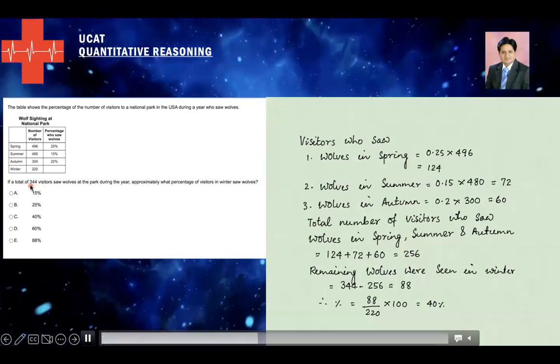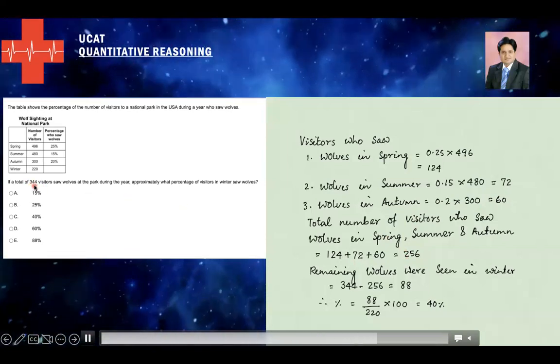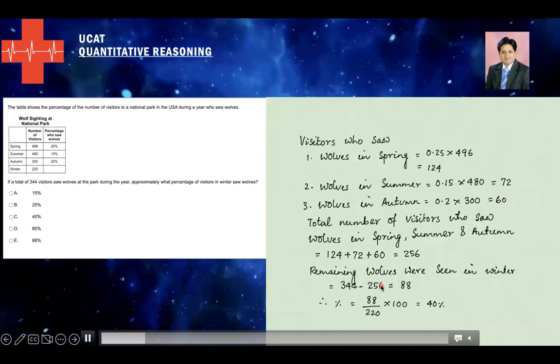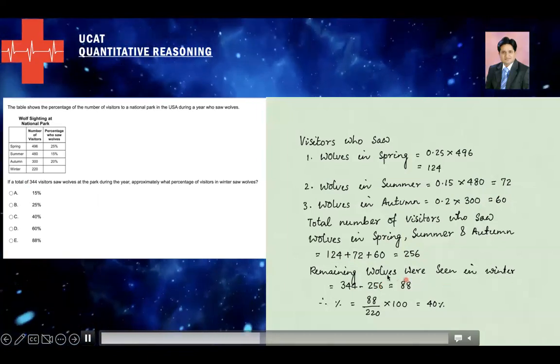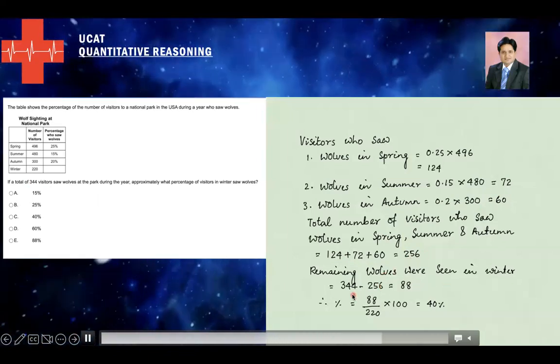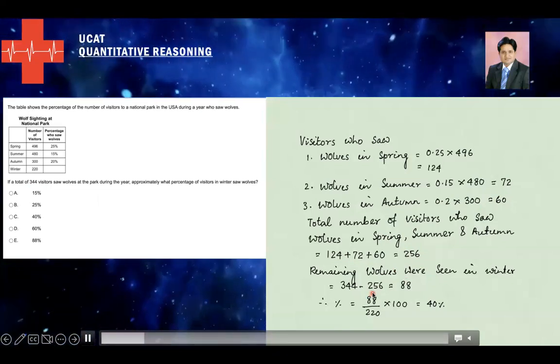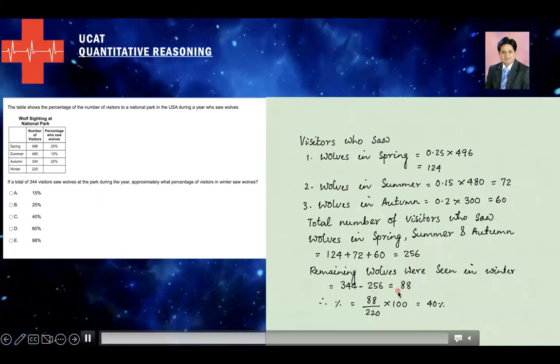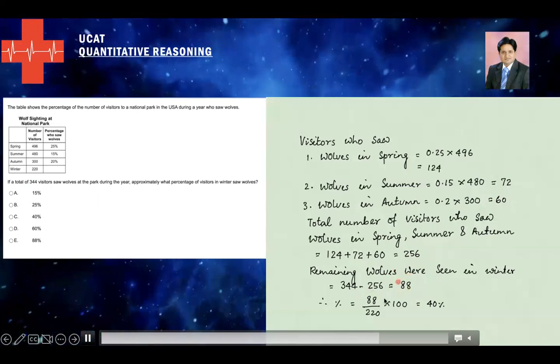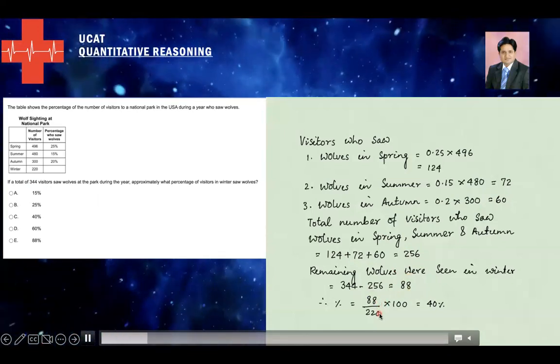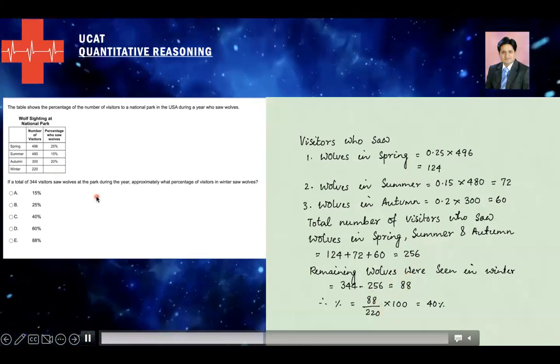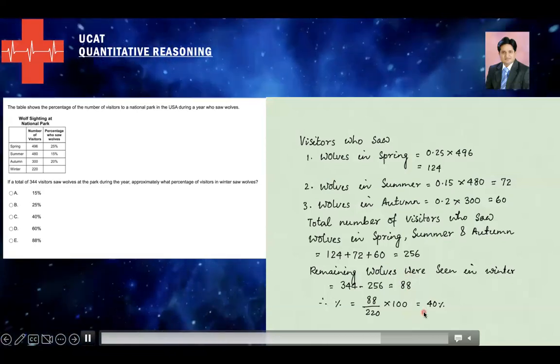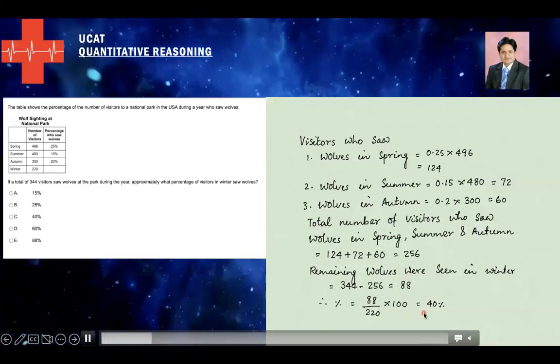But here it says the total is 344 visitors. So the remaining wolves were seen in winter. That would be 344 minus 256, and that would be 88. So the percentage would be 88 divided by 220. So 88 divided by 220 multiplied by 100, and that gives you 40%.